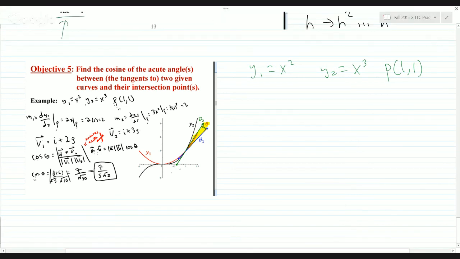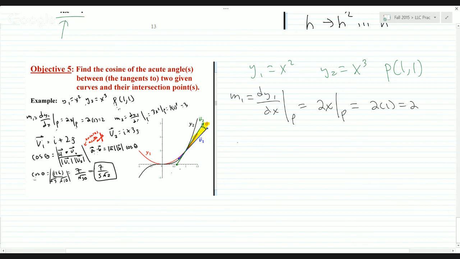So the first step is to find the slope at that point. So m1 is equal to dy1 over dx at the point P. That's equal to 2x at the point, which is equal to 2 times 1, which is equal to 2. Okay? So that's the slope of that tangent line.